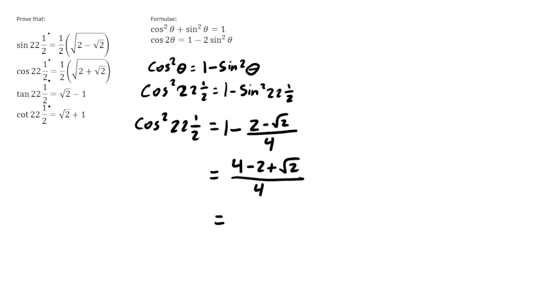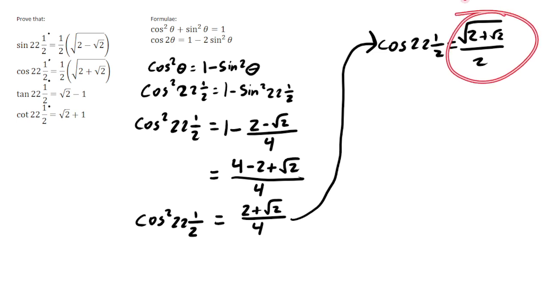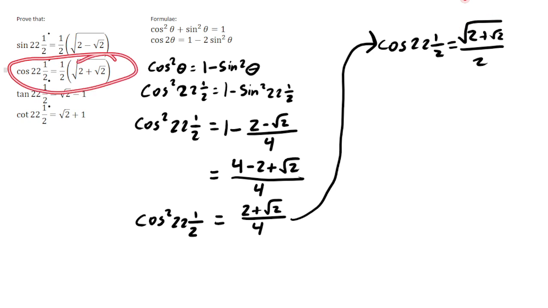So we can write 2 plus root 2 over 4 is equal to cos squared 22.5. And if we square root both sides, we'll get cos 22.5 is equal to square root of 2 plus root 2 over 2, because the square root of 4 is 2. And this obviously is equal to this. Thus, it's proved.